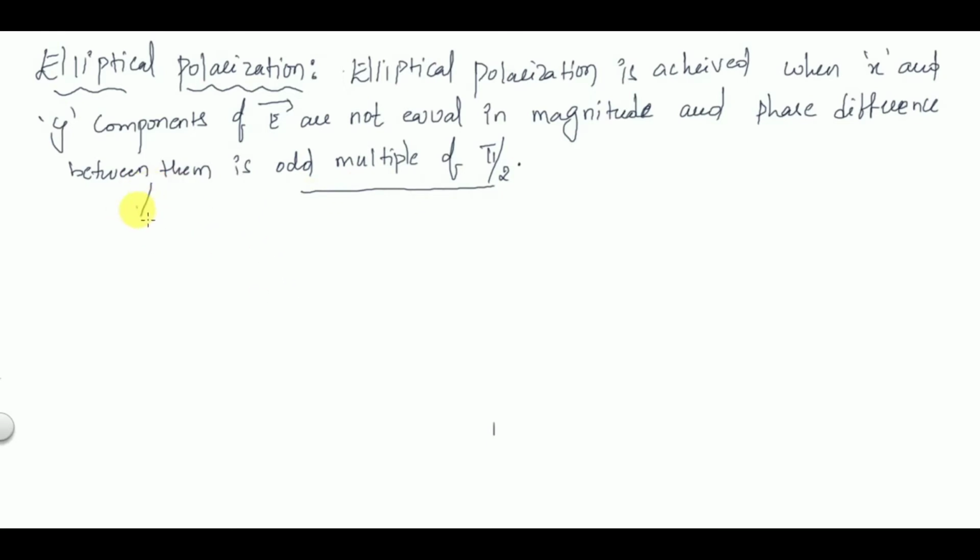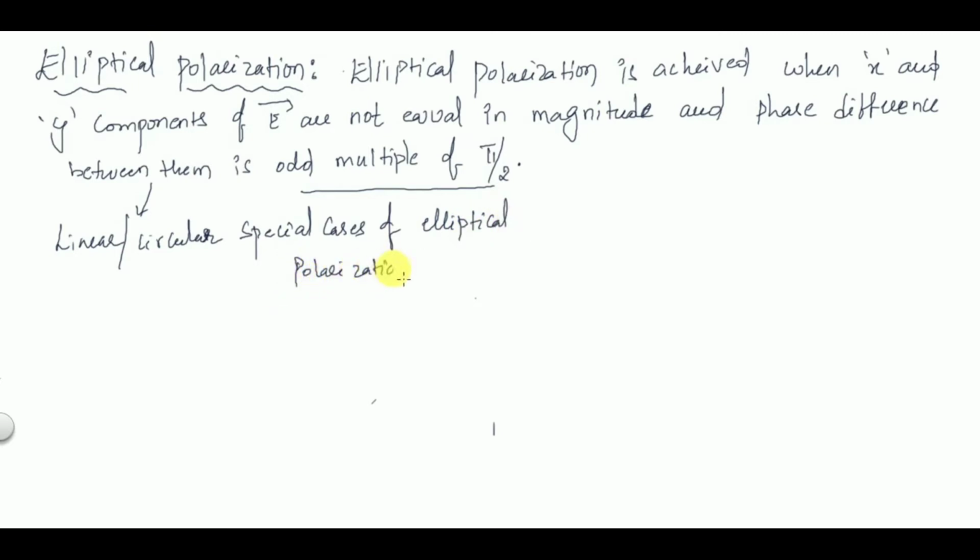So what can we say is linear polarization and circular polarization are special cases of elliptical polarization. Both are special cases of elliptical polarization.